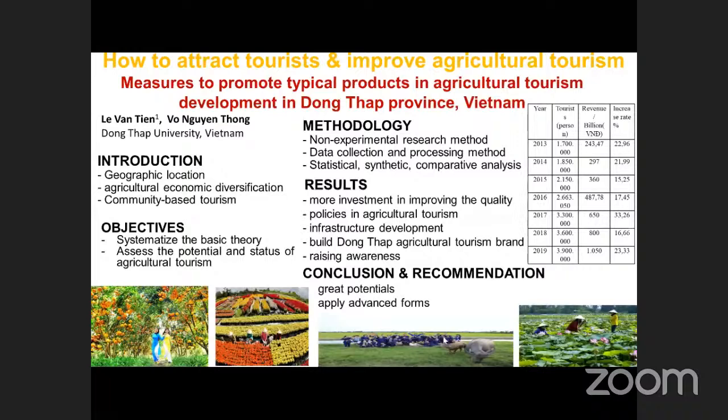Introduction. Đồng Tháp is one of 13 provinces in the Mekong Delta.